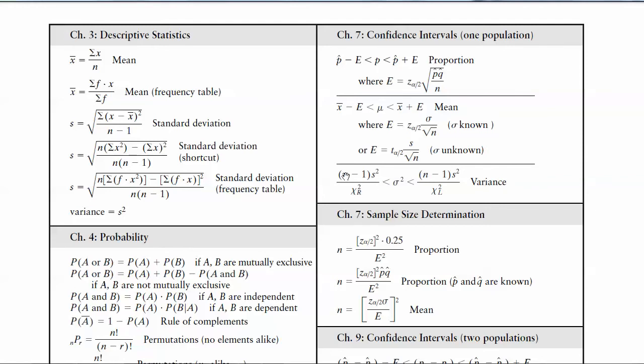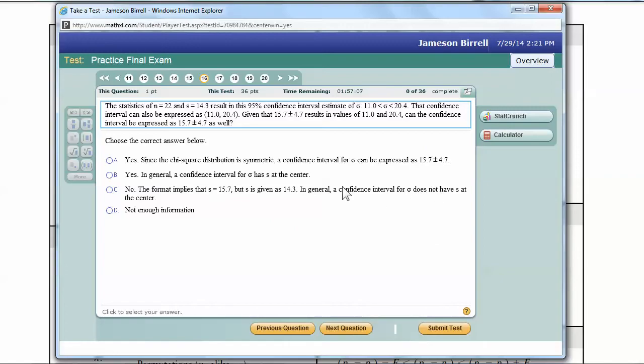But all we do is we just take the square root of all these three pieces, and then we have a confidence interval about the standard deviation. So you know it's not something that we covered. Anyway, so the confidence interval can also be expressed as blah. That's true. If those are your lower and upper limits of your interval, you could express it in this interval notation.